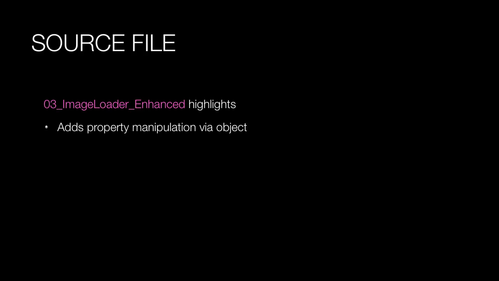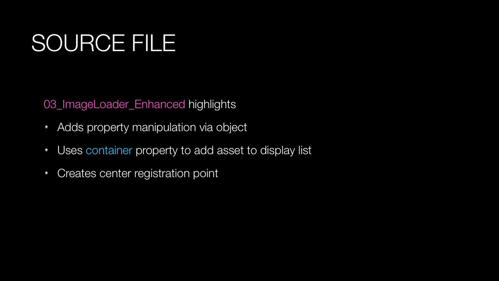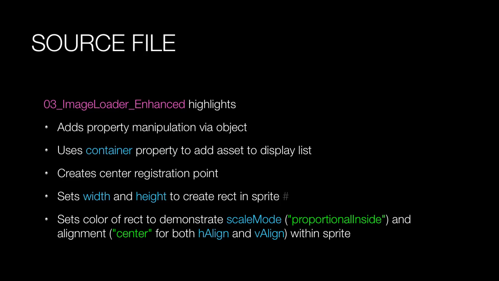Let's look at a source file, 3 image loader enhanced, to demonstrate some of these features. We'll see the use of an object to set the properties, the use of the container property and the center registration point property, and the assignment of the width and height properties to take advantage of scaling and alignment. Again, in this case, I've set the color of the invisible rect so you can see the effect of the scaling and the alignment settings.